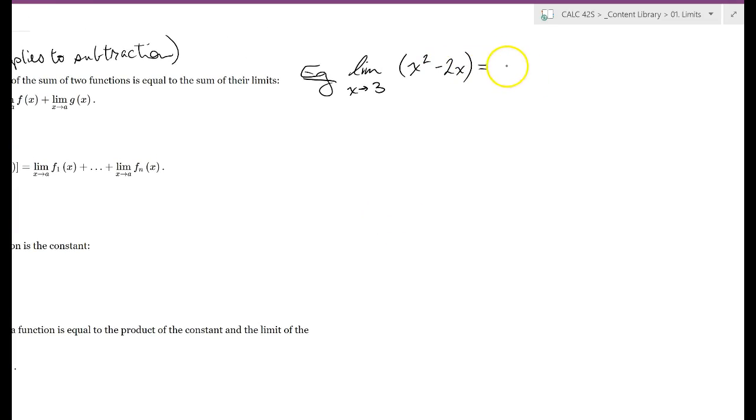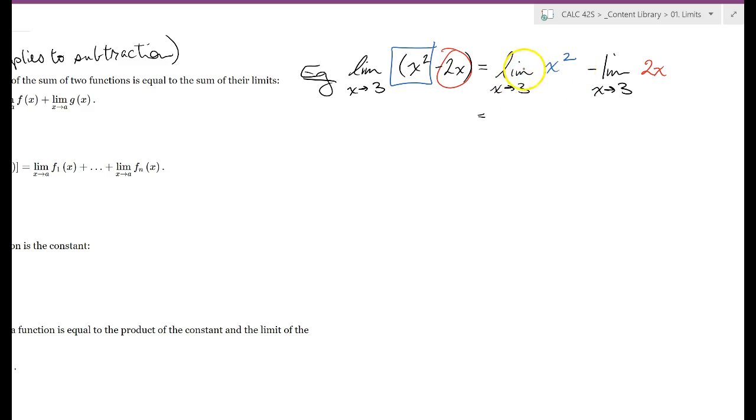We can then look at this as the limit as x approaches 3 of just my first function, x squared, minus the limit as x approaches 3 of my second function, 2x. Now notice that because I've left that subtraction symbol here, it's not attached to my actual expression that I've moved there. From here we can solve each one individually, by just plugging in, because they're not non-permissible values.